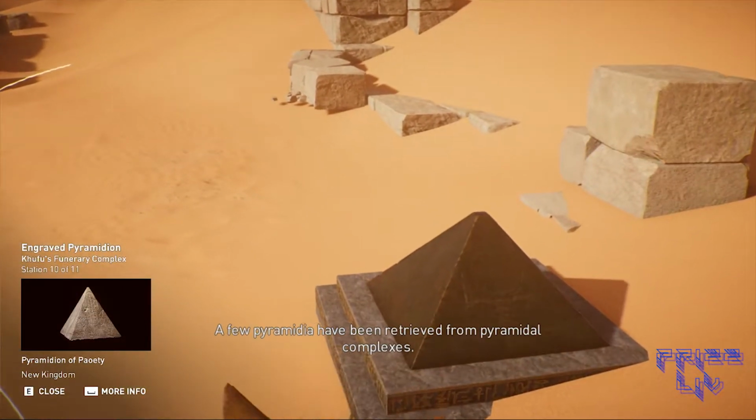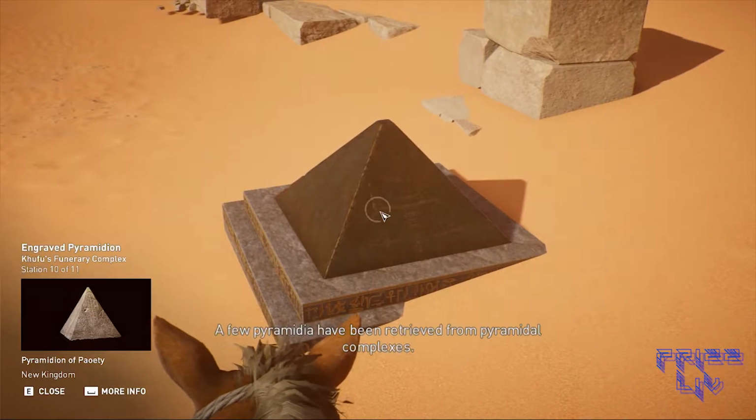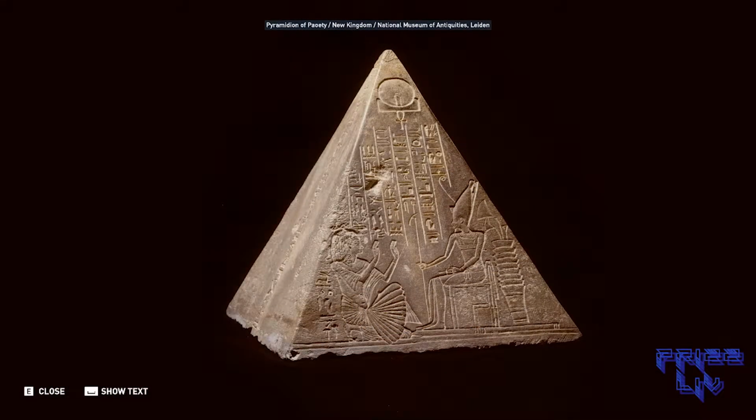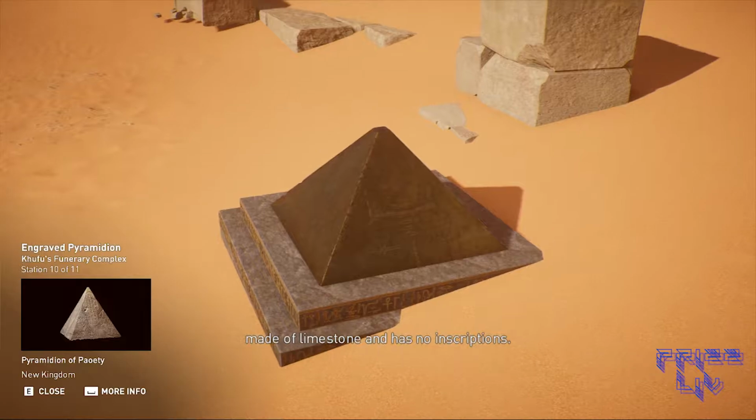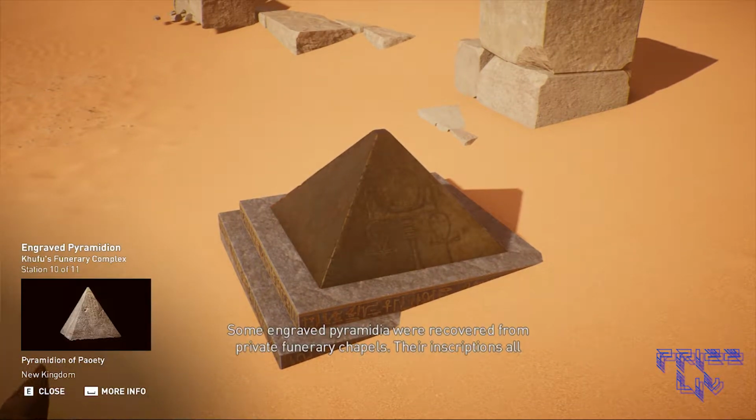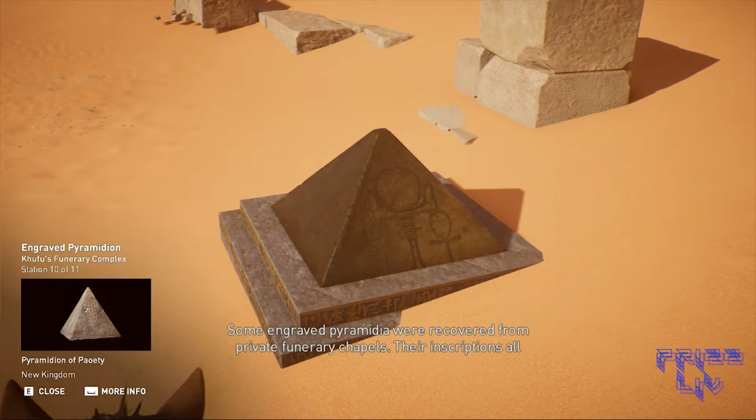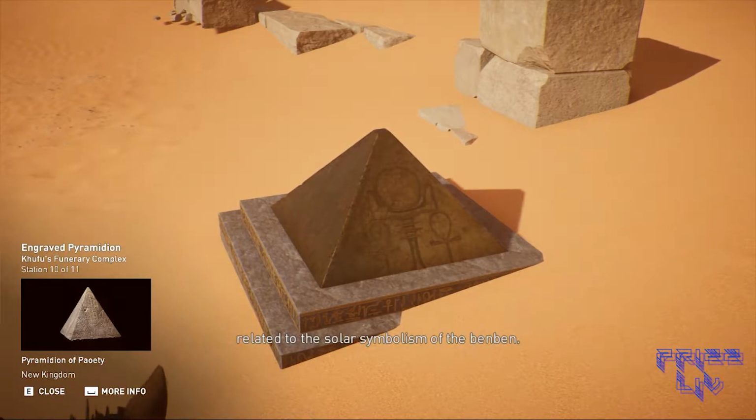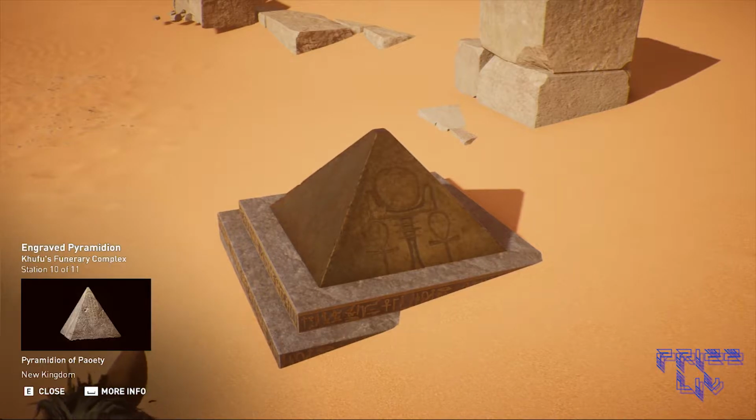A few pyramidia have been retrieved from pyramidal complexes. The earliest, found in Dashur, is undoubtedly a good example of Old Kingdom's pyramidia. It is made of limestone and has no inscriptions. Some engraved pyramidia were recovered from private funerary chapels. Their inscriptions all related to the solar symbolism of the benben.